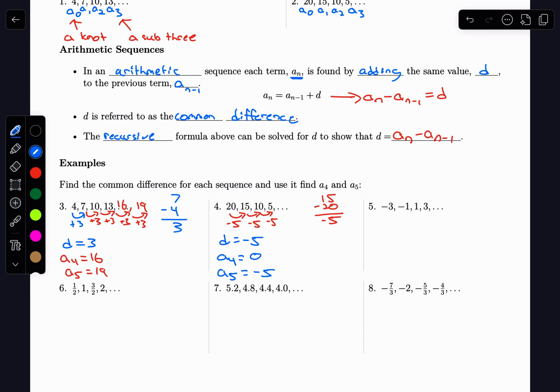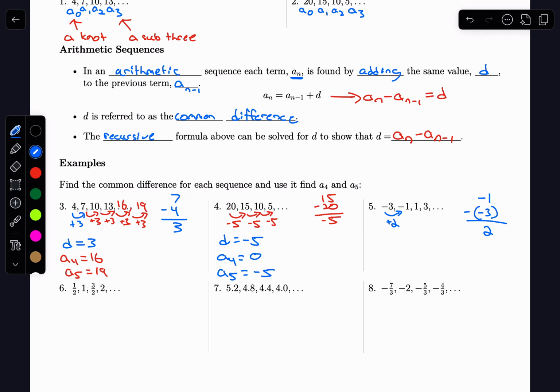For number 5, we're going from negative 3 to negative 1 to 1 to 3. I encourage you to, at first, just look at it and see if it's easy to tell that we are adding 2 each time. But if that is ever not obvious for you, on the side, take the second term, which is negative 1, and subtract the first term, which is negative 3. Notice, because I'm subtracting a negative, I put the negative sign in parentheses, so it's negative 1 minus negative 3, which really means negative 1 plus 3, so that equals positive 2.